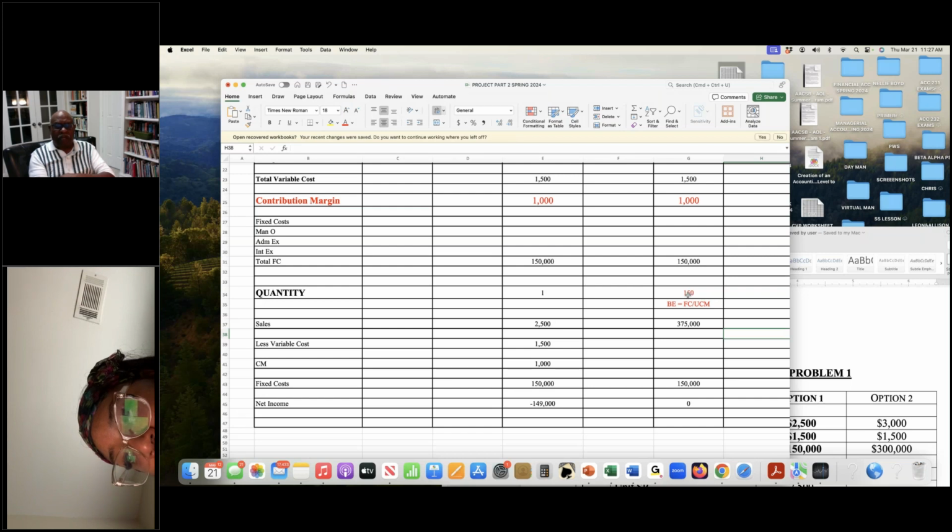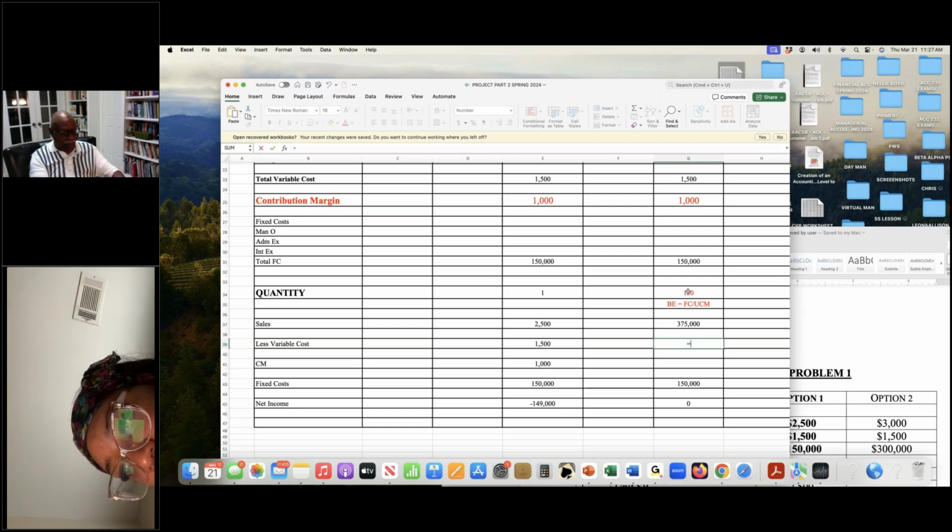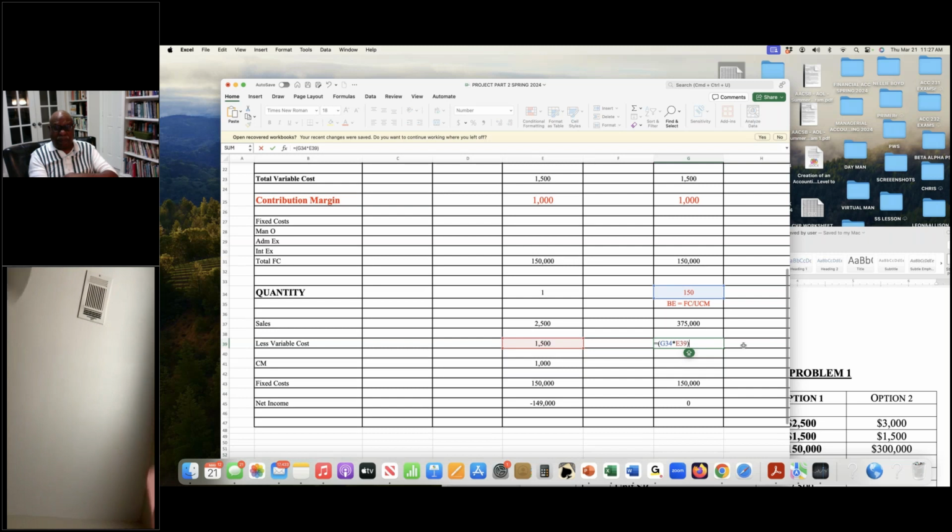Our variable cost when we sell 150 is going to equal what? Once again, the quantity times what? The unit variable cost, 225. Our contribution margin is going to equal what?